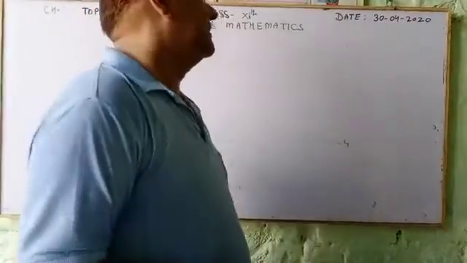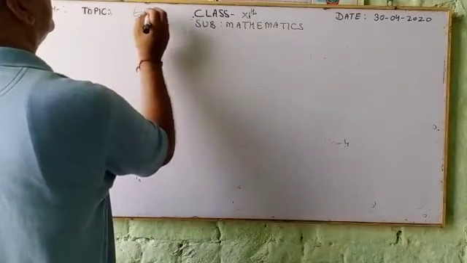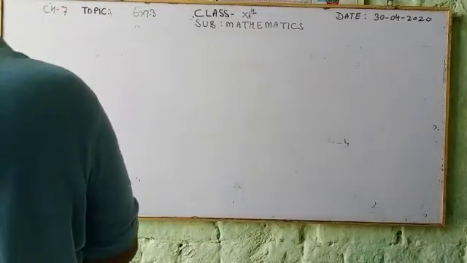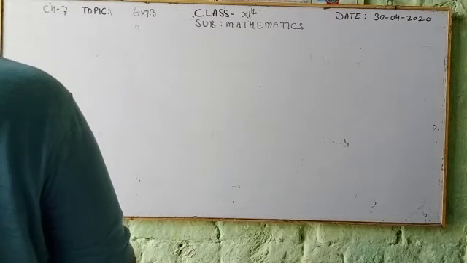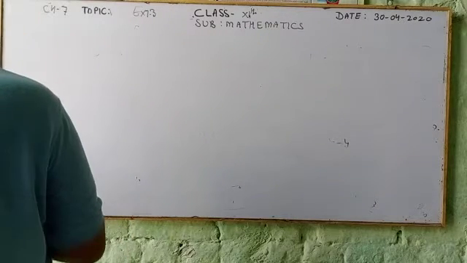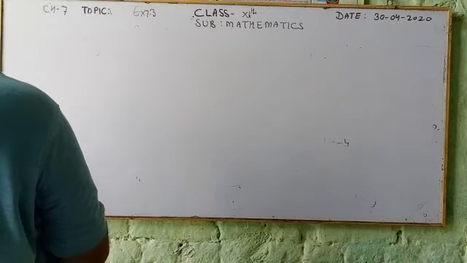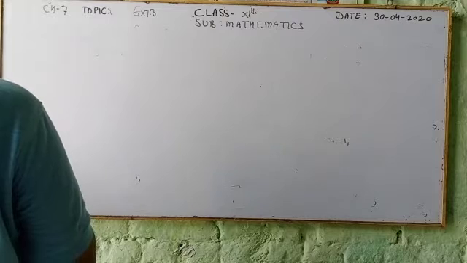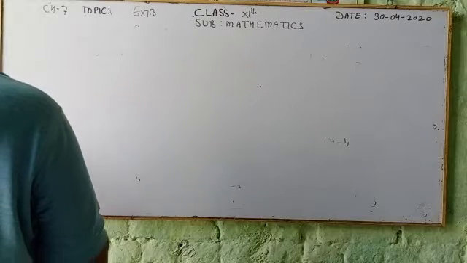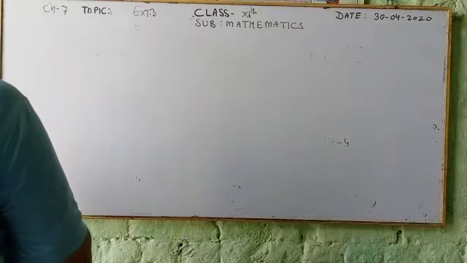We are already starting exercise 7.3, chapter 7. We are taking questions: question number 1, 2, 3 and 4 are already done. We are taking question number 5.